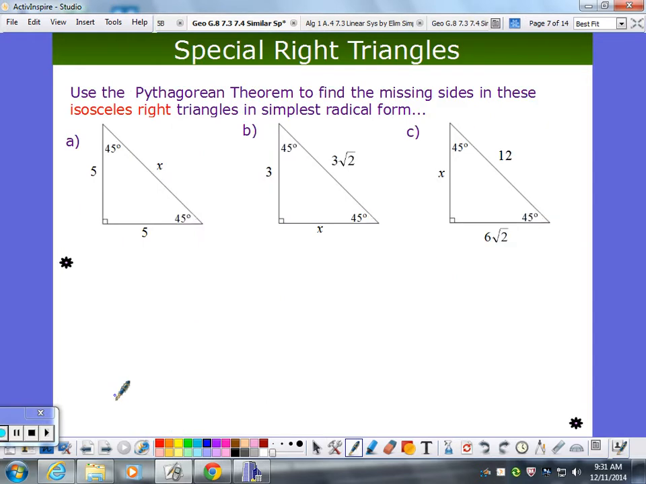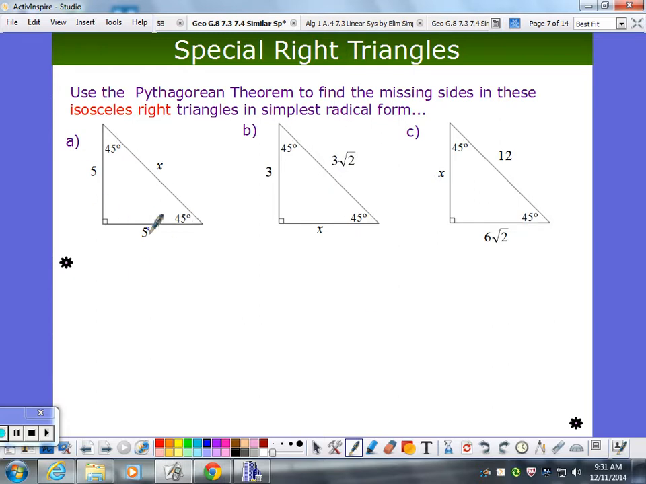Okay, special right triangles. It's a different topic. There are certain triangles we kind of have to know how they work. So we're going to use the Pythagorean theorem here. This, I don't believe, is on your paper. We're just going to look up here. We're going to find missing sides, right?